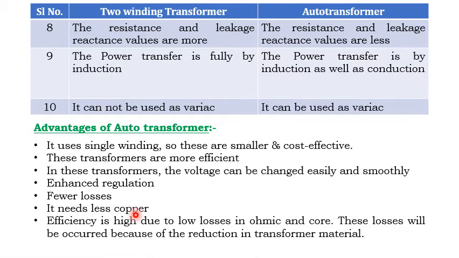Efficiency is high due to low ohmic and core losses. Obviously the losses are less, so there will be higher efficiency. These losses are reduced because of the reduction in transformer material. So the ohmic and core losses are reduced because of the reduction in the transformer material, or you can say the transformer core as well as its winding resistance.